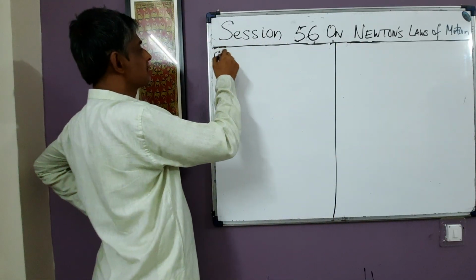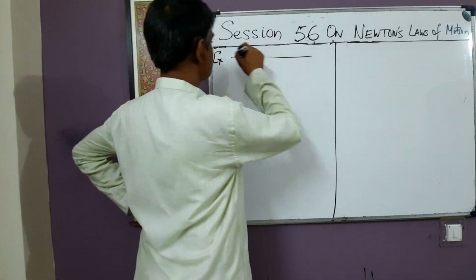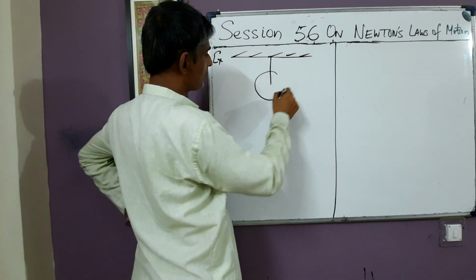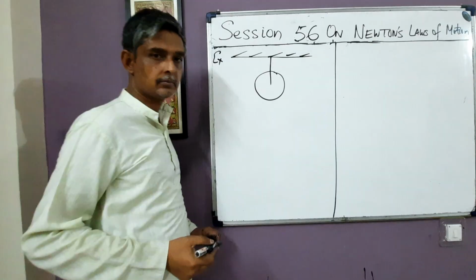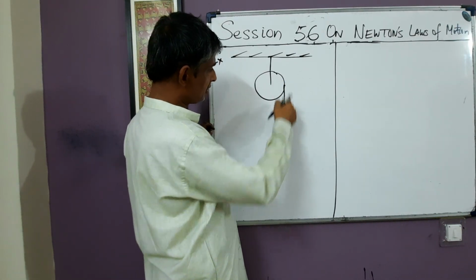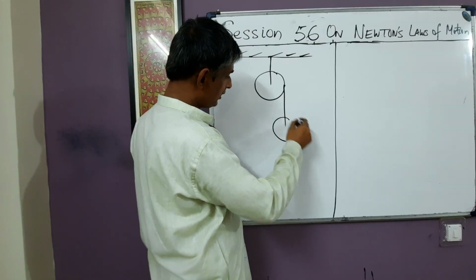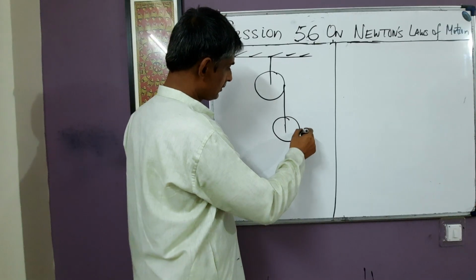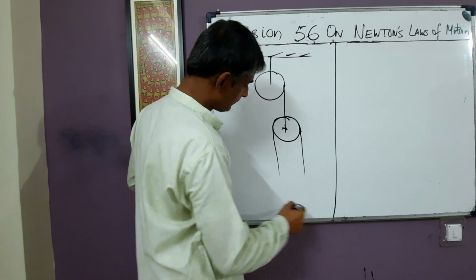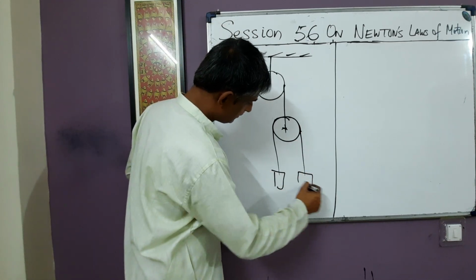See, the problem is this. This is a fixed ceiling. This is an inextensible string. A fixed pulley is here. From this pulley, the string is wound on this pulley. This is an inextensible string, attached to the center of this pulley. And here the string passes over this pulley, and two blocks are connected here. Okay.